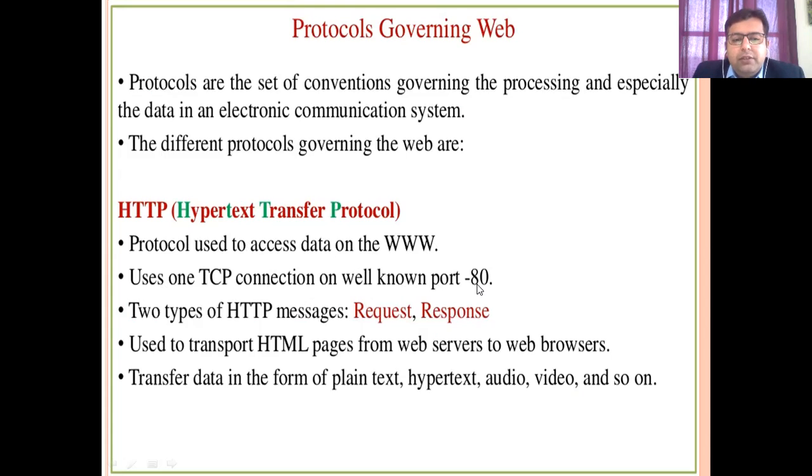The HTTP protocol uses the TCP connection that you have learned about in computer networks, TCP and UDP, which come at the transport layer, right? So this TCP connection is used on the well-known port 80. This protocol uses two types of HTTP messages, request and response, as we have seen in the previous figure. Whenever you put a request to a web server and the web server gives a response, that role is played with the help of the HTTP protocol. It is used to transport HTML pages from the web server, and transfers data in the form of plain text, hypertext, audio, video, and so on. So this is the introduction to the HTTP protocol. This is the key protocol in web processes.